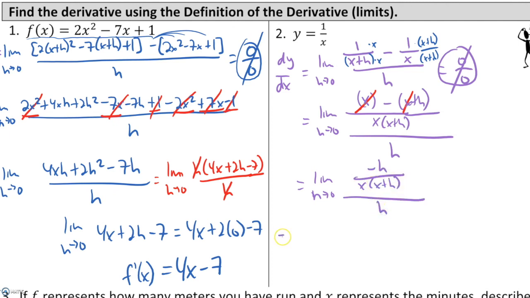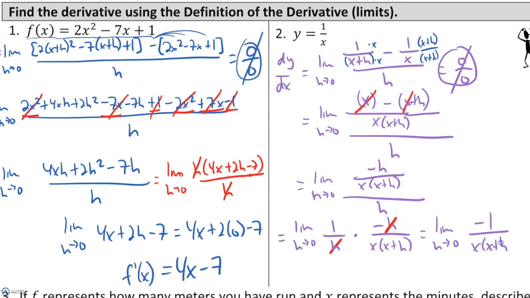To make it a little easier to read, what I'm going to do is move that divided by h and make it a 1 over h times that fraction from the numerator, negative h over x times x plus h. And notice that when we do that, we can cancel this h from the denominator and this h from the numerator. And what we'll be left with is the limit as h goes to 0 of 1 times that negative sign is going to be negative 1 over x times x plus h.